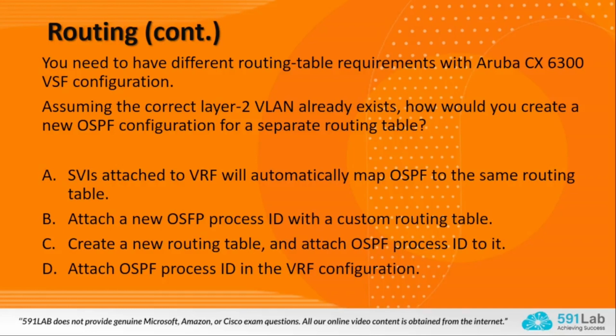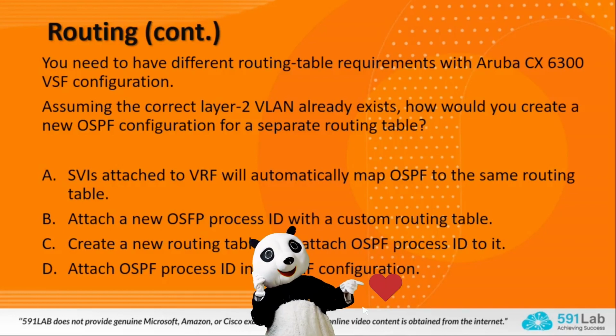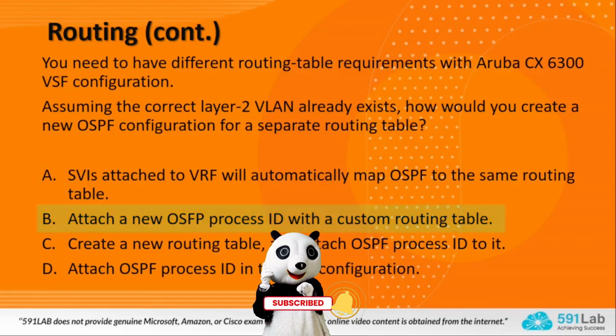Option C, create a new routing table and attach OSPF process ID to it. When you define the new VRF, there's no option under VRF configuration to attach an OSPF process ID. This is wrong. Option D, attach OSPF process ID in the VRF configuration. This is also similar to option C, rephrasing the same idea. You cannot attach an OSPF process ID in VRF configuration. This is wrong. The correct answer is option B.